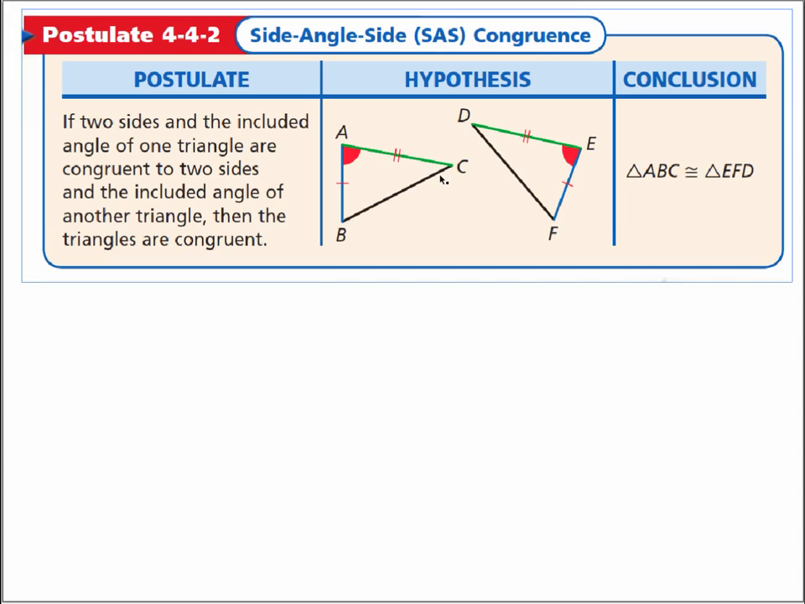Again, the reason why side angle side and side side side are useful is because they prevent us from having to show all corresponding sides and all corresponding angles. So in a way, they're kind of like a shortcut. They let us bypass all that work in order to more quickly show that two triangles are congruent.